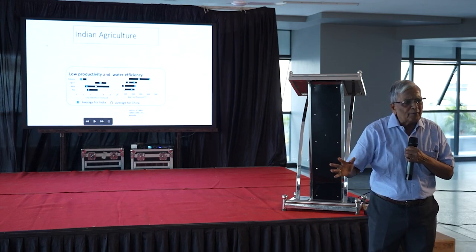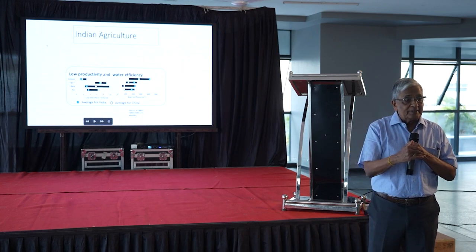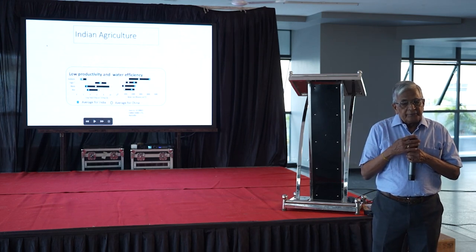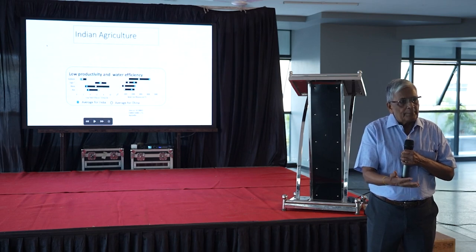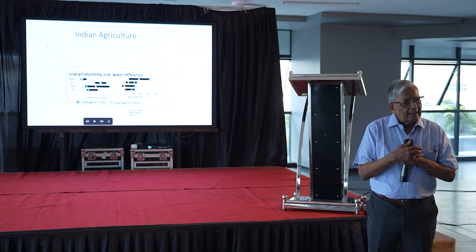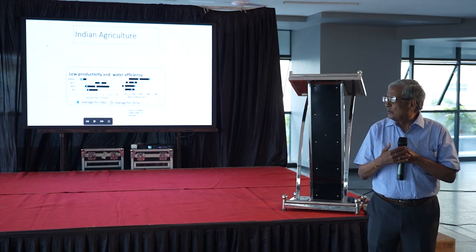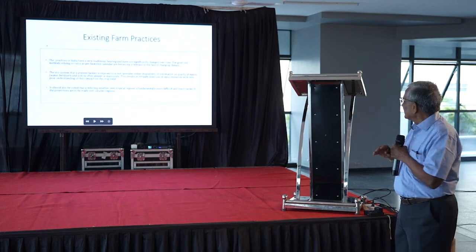We are consuming a huge amount of water, and our productivity is low. So we are in a situation where, if we don't correct it, we will face serious trouble. There won't be enough water and enough productivity, and we are the biggest country in the world. So we need to see how we improve. And what is the existing farm practice?